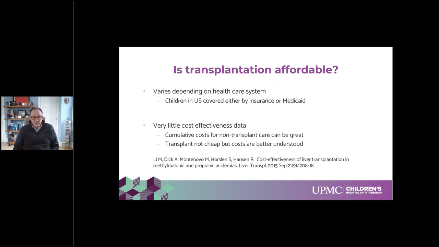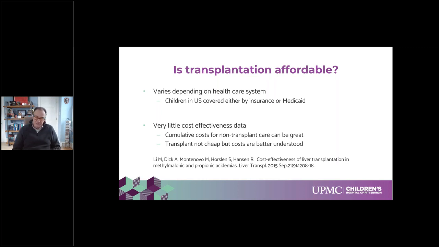We certainly know that costs for non-transplant care, lifelong dietary management with special formulas, lights, apheresis can be cumulatively very expensive. But there's actually very little cost effectiveness data. We created a Markov model to look at the cost effectiveness of liver transplantation for methylmalonic and propionic acidemia.